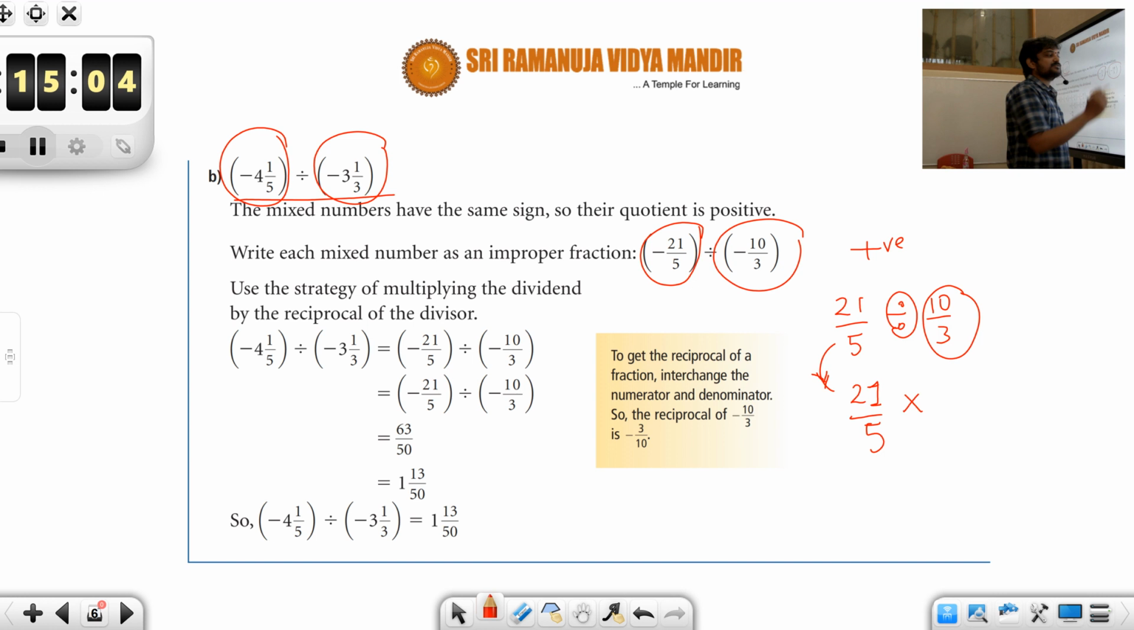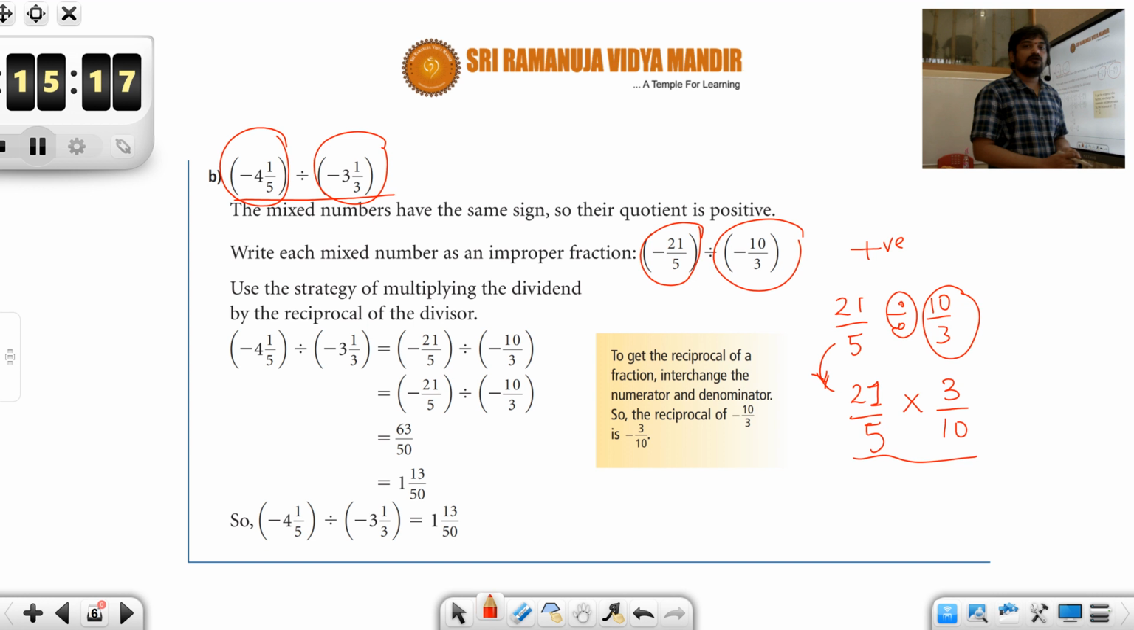What is the reciprocal of 10 by 3? Yes, it is 3 by 10. Okay, students? The reciprocal is 3 by 10. Now this is simply multiplication of two fractions. How do we multiply the two fractions? Multiply the numerators and multiply the denominators.